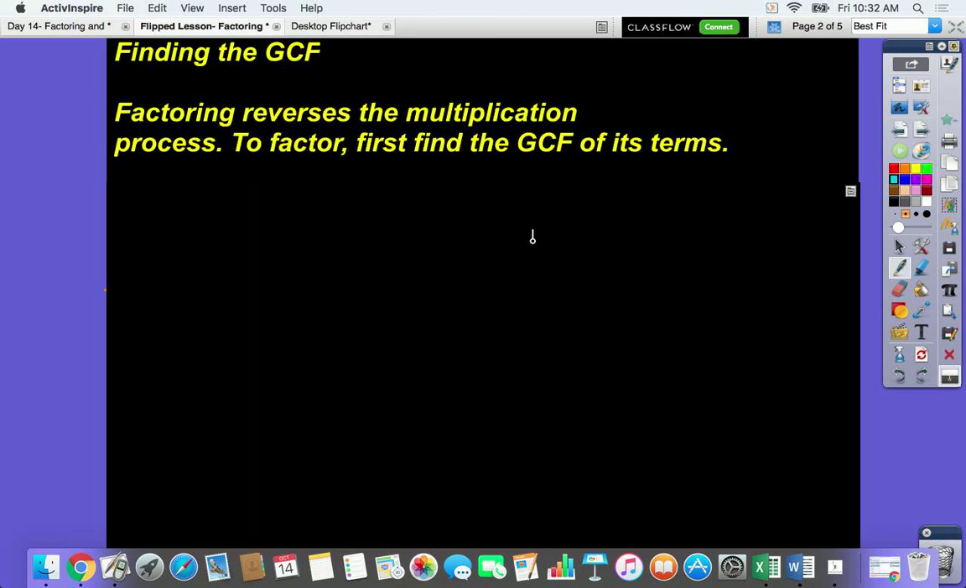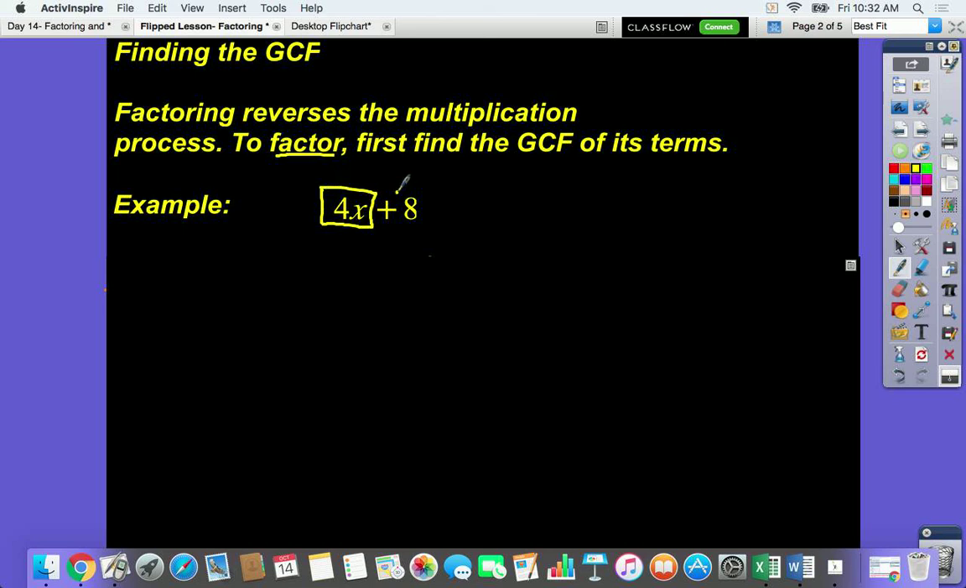So factoring reverses the multiplication process. When you think about what that really means, what is the inverse or the opposite of multiplying? It's dividing. So we're going to factor by finding the GCF. And by factor, we're really talking about dividing. Let's say we have the expression 4x plus 8. What we want to be able to do is find the GCF of the two terms in the expression.